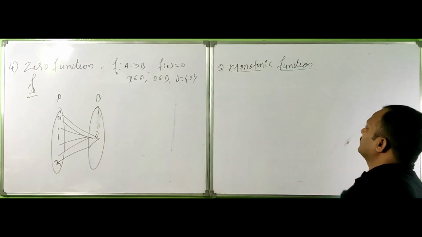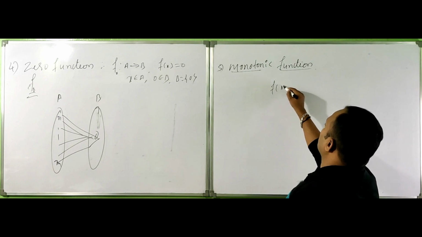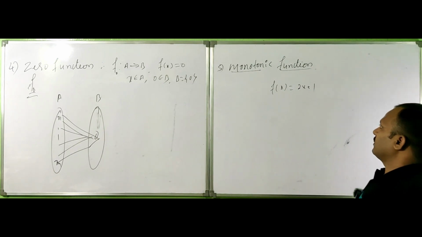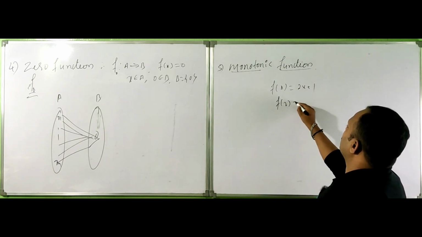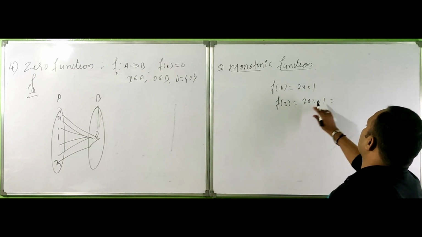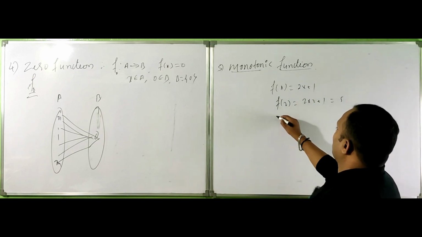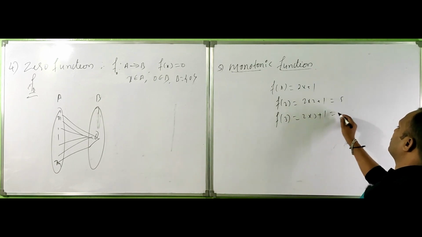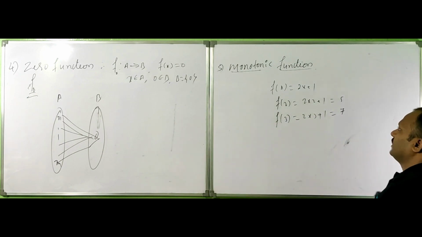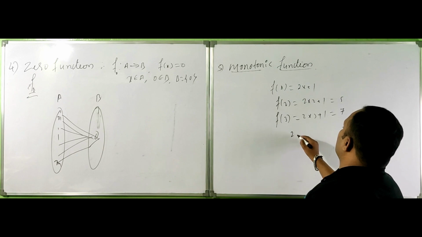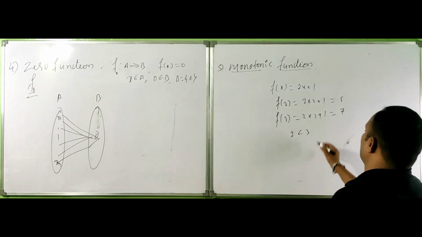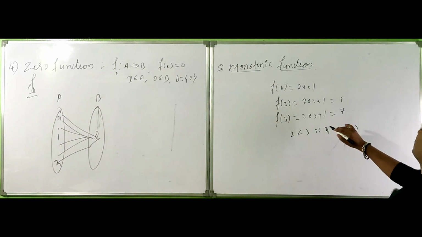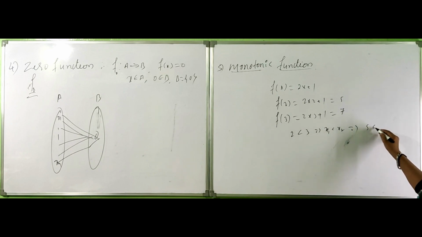Let's take the example, f of x is equal to 2x plus 1. f of 2 is equal to 2 into 2 plus 1, this becomes 4 plus 1, 5. And f of 3 is equal to 2 into 3 plus 1, this becomes 6 plus 1, 7. 2 is less than 3. I am writing as x1 is less than x2, implies 5 is less than 7.